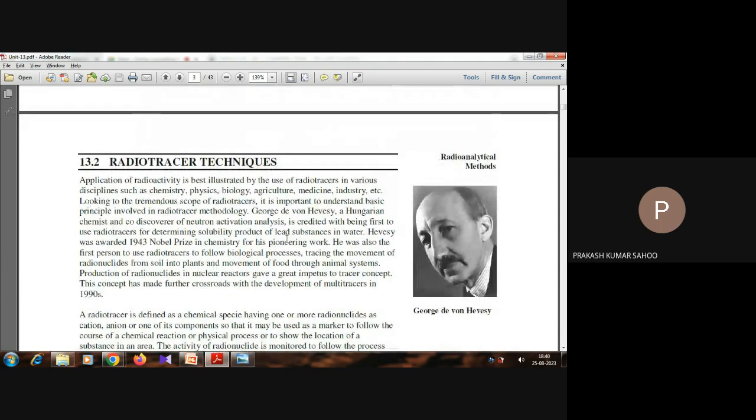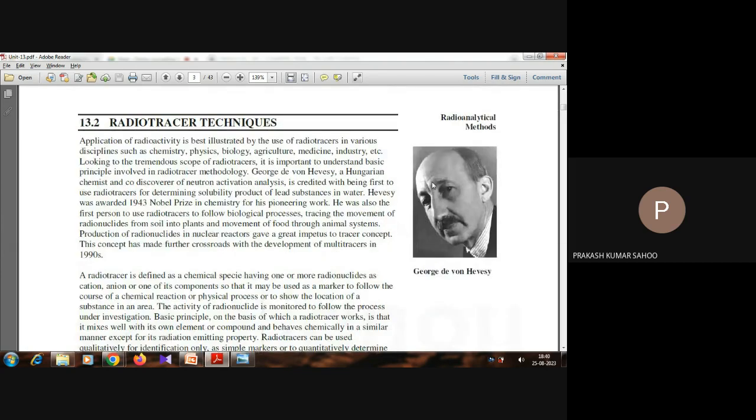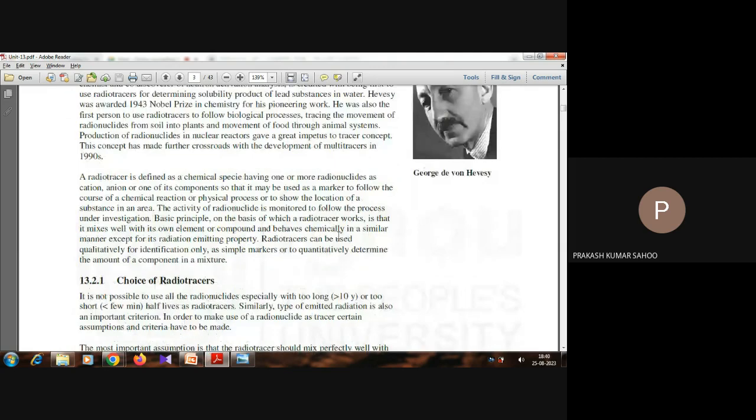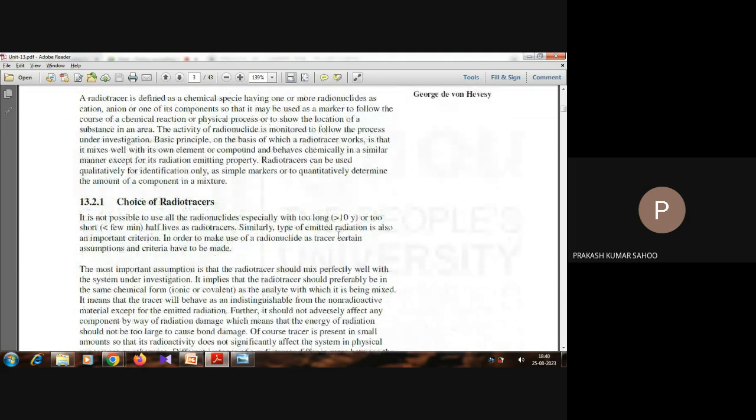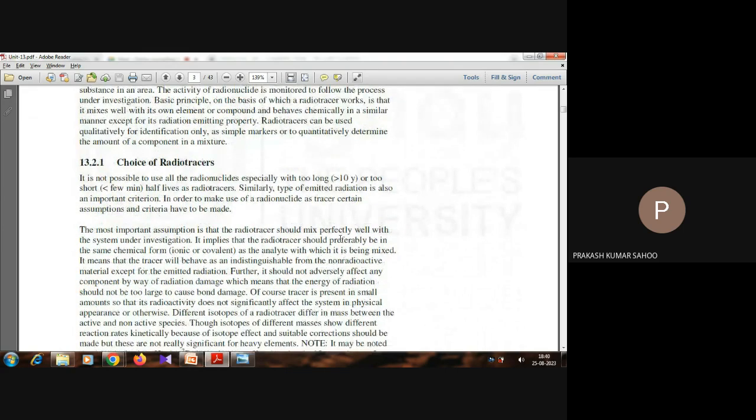Then the radio tracer technique was invented or discovered by George de Hevesy, and for this he was awarded the Nobel Prize in 1943. Then how to choose a radio tracer. It is not possible to use every nuclide, especially with too long or too short a half-life period, as a radio tracer. The type of emitted radiation is also an important criterion. In order to use a radionuclide as a tracer, certain assumptions and criteria have to be met.